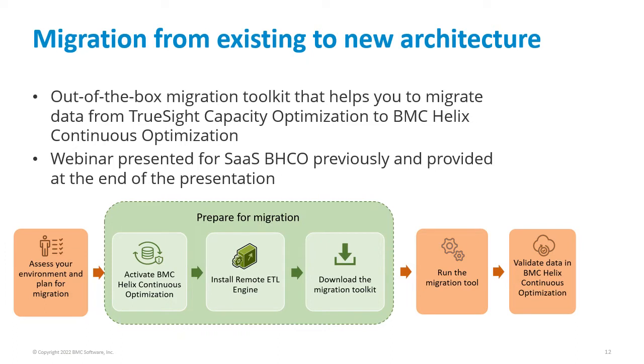The starting point for the migration is an existing TrueSight Capacity Optimization environment. You assess your environment and plan for migration. Then you install the remote ETL engine, download the migration toolkit, run the migration toolkit, and then you validate the data in your BHCO environment.